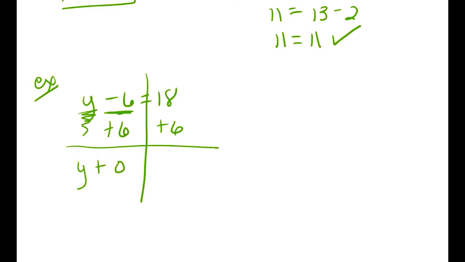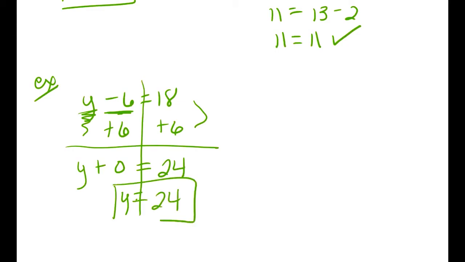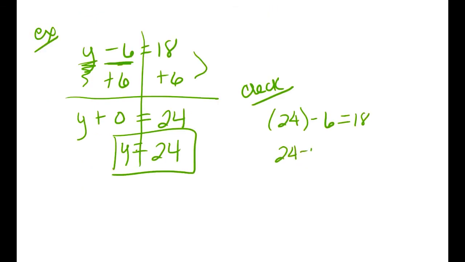-6 plus 6 is 0. And then I'm simply going to add 18 plus 6, which is 24. So y equals, oh, I'm sorry, that just undid that. Y equals 24. Now let's check this. Now I have 24. 24 minus 6 is, of course, 18. So we're good to go there.